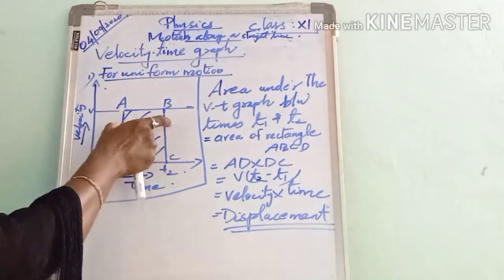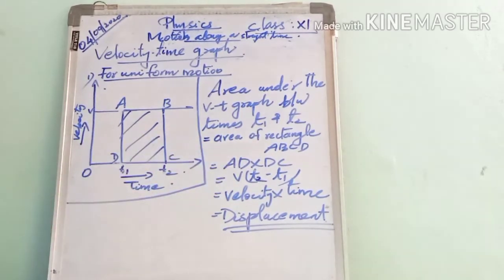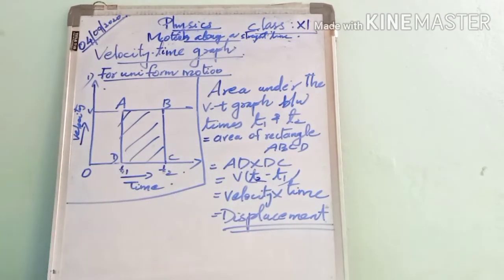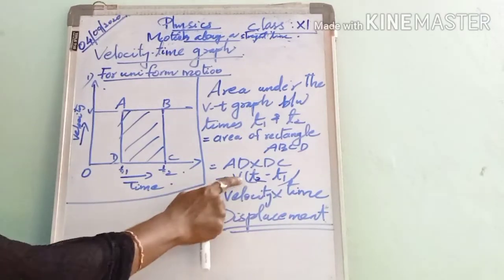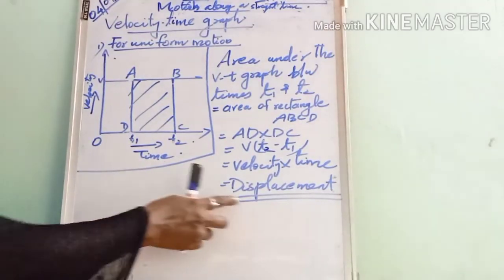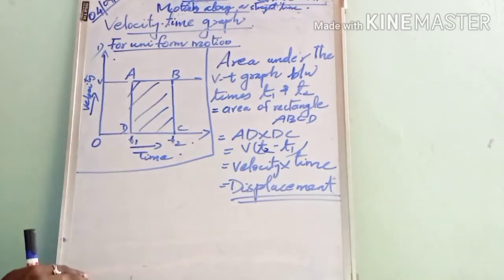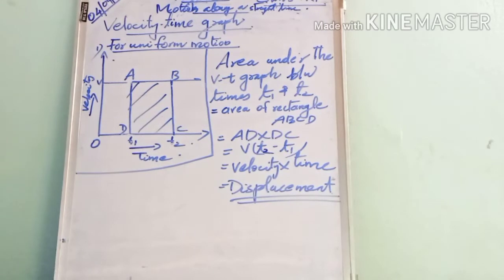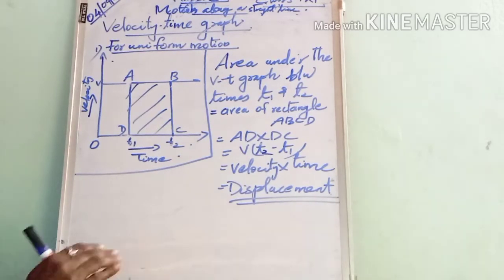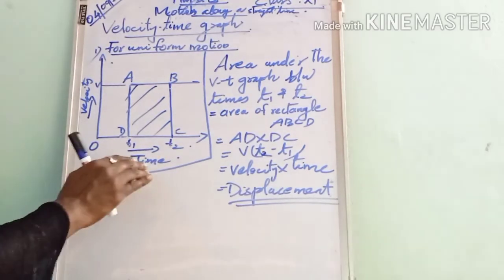The area under the velocity time graph between the time intervals t1 and t2 is equal to the area of the rectangle ABCD, which is AD into DC. Substituting for AD and DC, we get V into (t2 minus t1), which is velocity into time, that is equal to the displacement. So the area under the velocity time graph gives the displacement of the object. That is about the velocity time graph for an object in uniform motion.